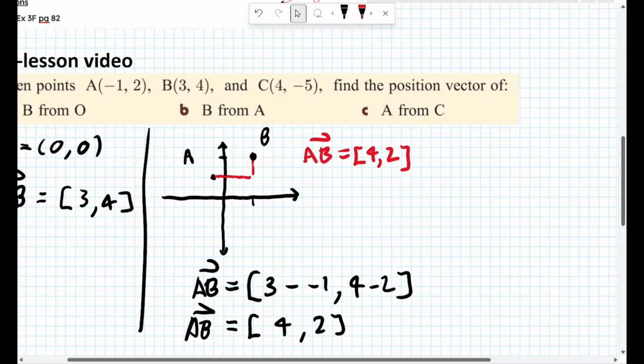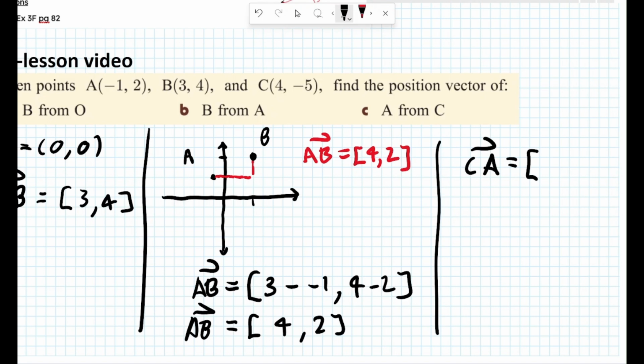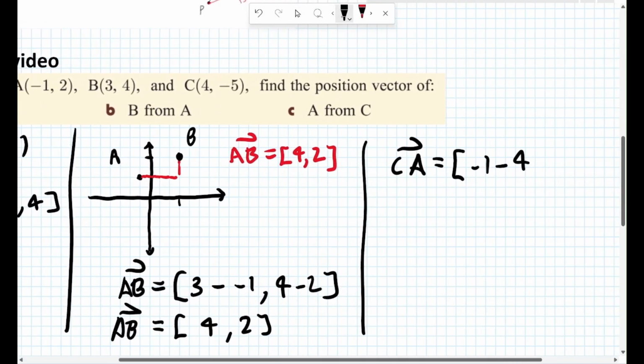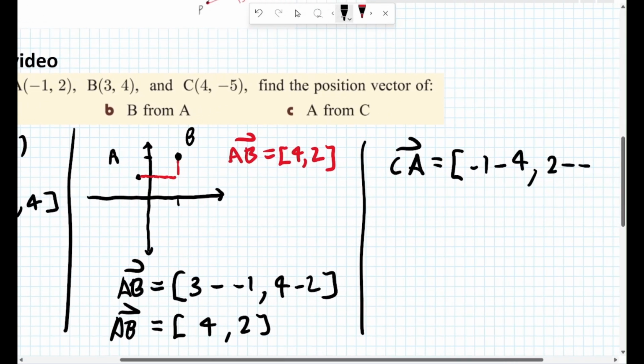Next time we have A from C, so we're looking for the vector CA. We're going to be taking our X bits, so -1, take away our C bit, 4. And then we're going to take our Y coordinates, 2, take -5. Just like that. So that's going to be (-5, 7).